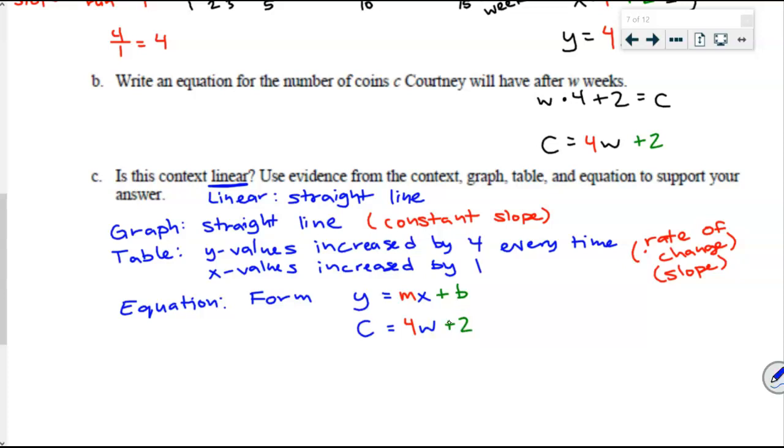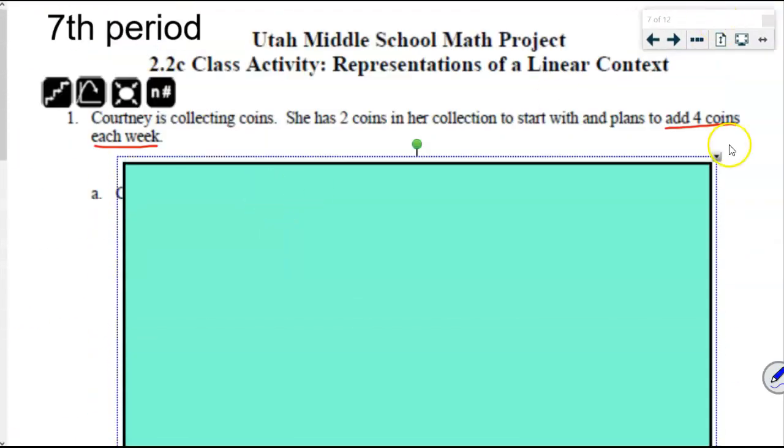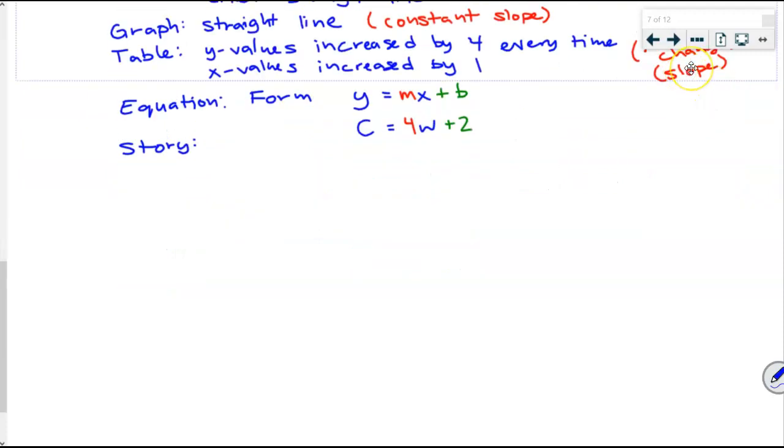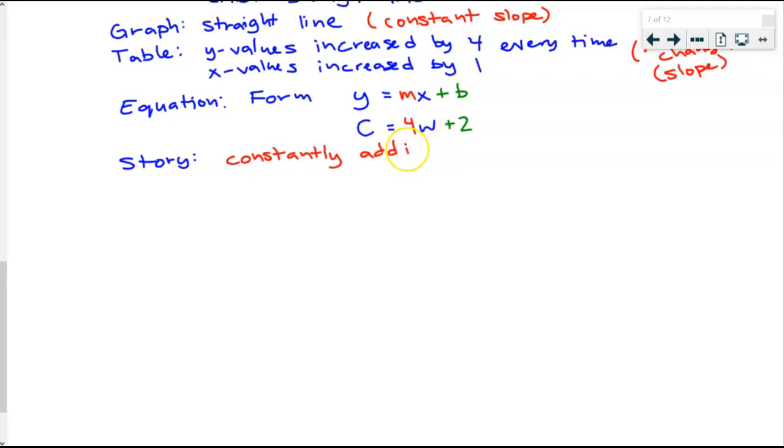Sure is. And last one, it says context. Context is just a fancy word for story. Is there any information in how the story was told that clued us in that it was going to be linear? What do you see? Adding 4 coins each week. Even in how they told the story, they told the story that there was a constant rate of change. Constant rate of change. We're constantly adding 4 coins each week.